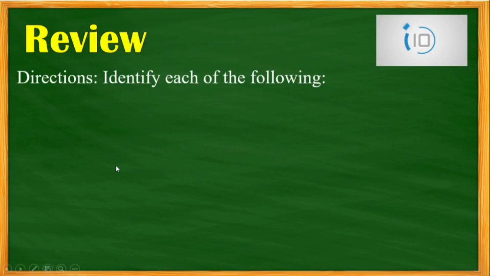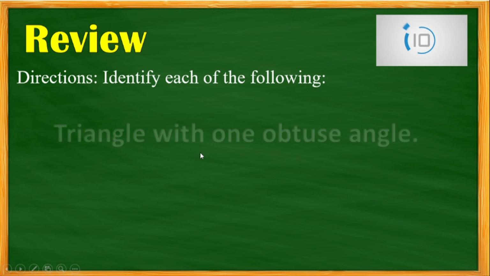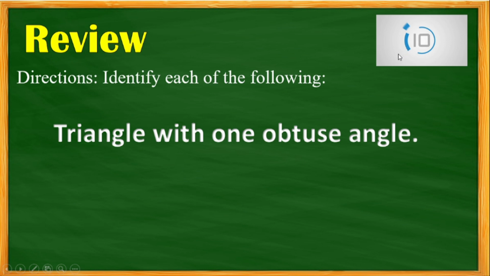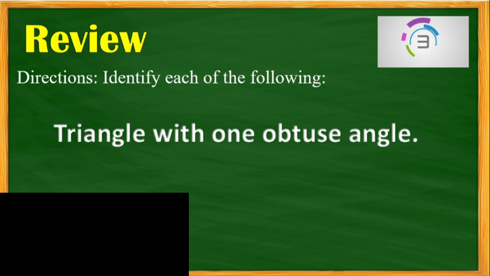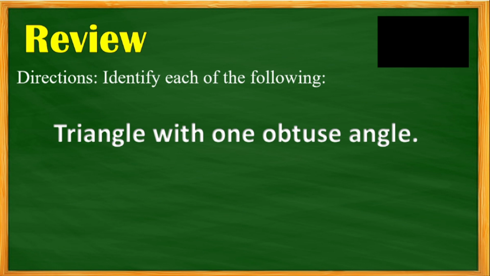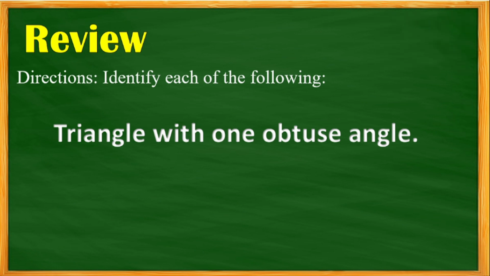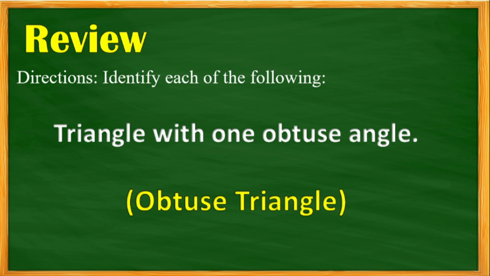So before that, let's have some review. We're going to identify each of the following. You have 10 seconds to answer. This would be the first question. Triangle with one obtuse angle. You have 10 seconds. Your timer starts now. You may type in your answer. Okay, time's up. The correct answer for this one is an obtuse triangle.